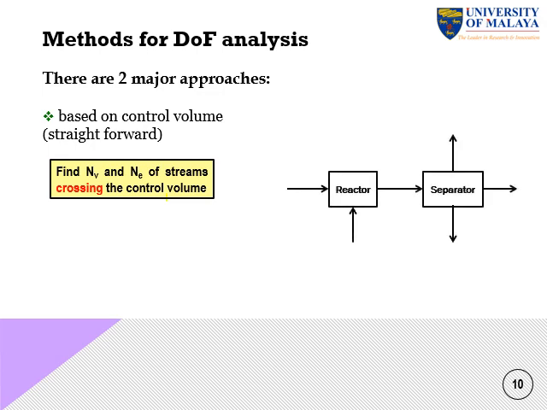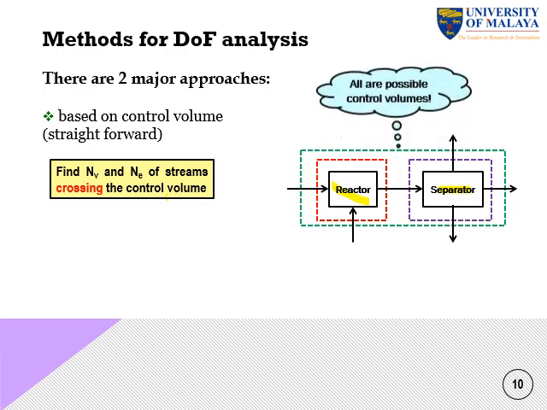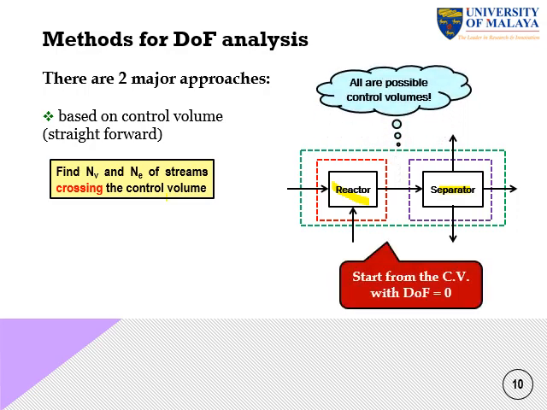Okay, so for example, let's look at this block diagram where you have a reactor and a separator. Okay, you have different control volumes. The red box here can be one control volume. The separator can be another control volume, or you can have a bigger control volume as shown in the green dashed line here. So these are all possible control volumes. So if you want to solve a problem, you start from the control volume, or CV, where the DOF is equal to 0. So that will make your life easier.